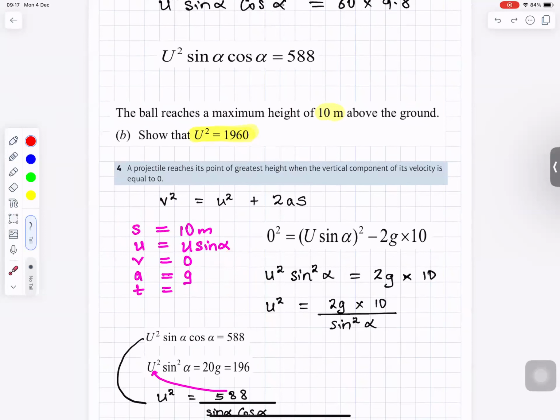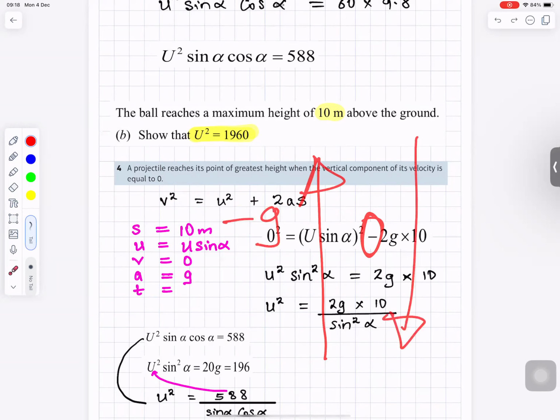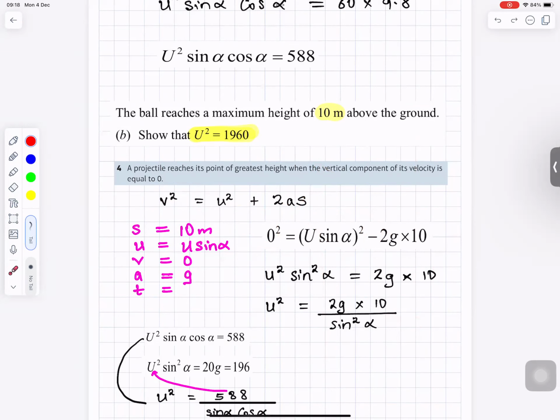Acceleration is g, and we don't know what the time is. So using that, v is 0, so 0 squared plus u sine alpha squared minus 2g times 10. We use minus because going up is minus g, coming down is plus g. So put minus 2g times 10 to the right, it becomes plus 2g times 10. Make u squared the subject. U squared will be 2g times 10 over sine squared alpha.